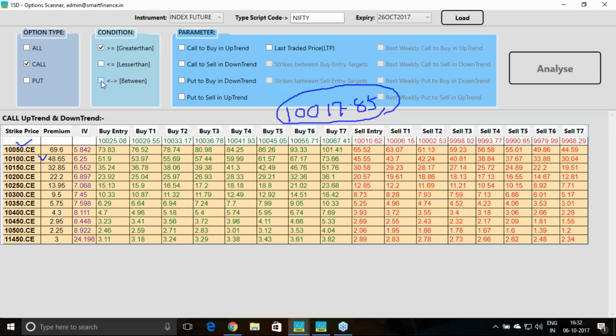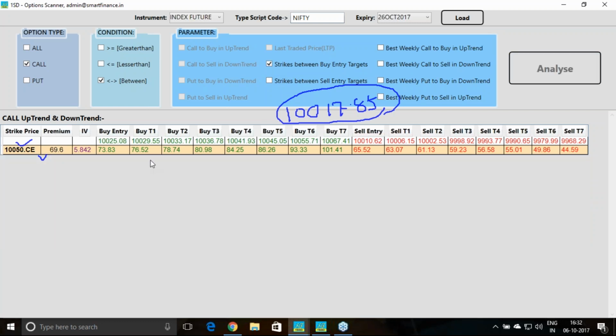So here if I just go for the between things, and just go for the strikes between buy entry and targets and analyze, I get only one. Between the buy entry and the targets, I am getting only one option here. So this is the only one strike I am getting.